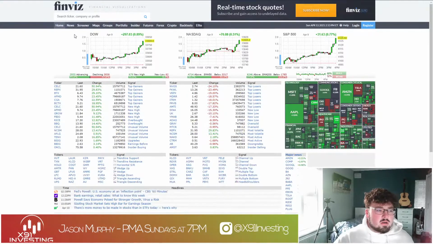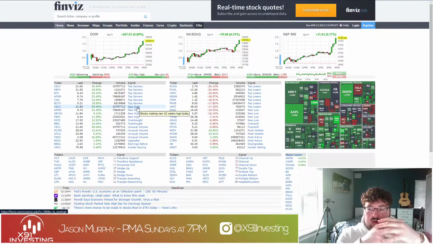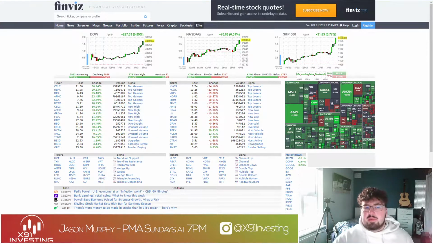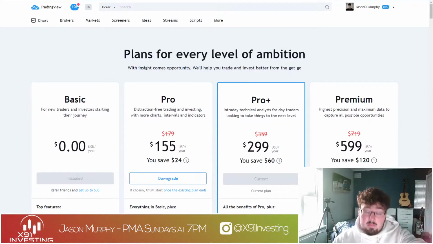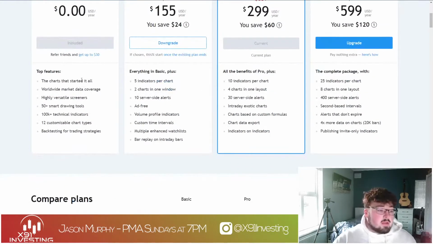Like you can set up lists and do weird kind of filtering options and all that with the elite. I don't think it's worth the money, but absolutely TradingView is, like, you don't have to pay for it by any stretch of the imagination, but you can do the charts and all that.